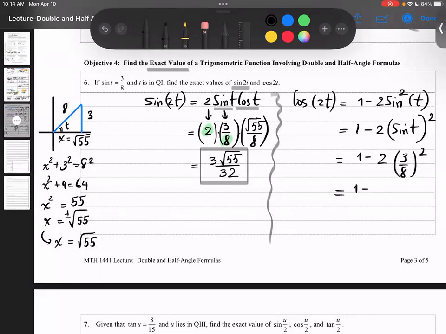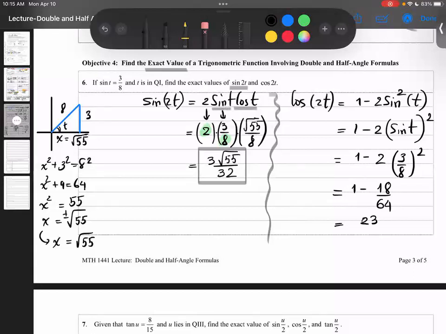One minus two times nine is 18 over 64. You can plug it in your calculator at this point if you like. Make sure you know how to switch it back into a fraction, because they want the exact answer. It's 23 over 32.